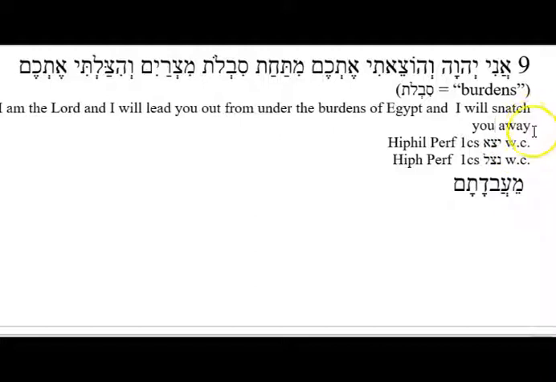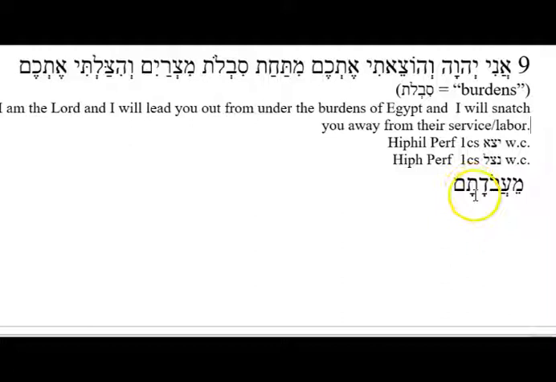Mei. That's from min, inseparable preposition, from. Me'avodatam. Here, I've put the whole thing in now. Me'avodatam. Okay, what's going on here? I will snatch you away from what? Well, we've got a pronominal suffix on the end here, which means their. Oh, still typing in Hebrew. Right? That's third masculine plural. From their something. This is actually from the noun avodah, their service or their labor, their work.